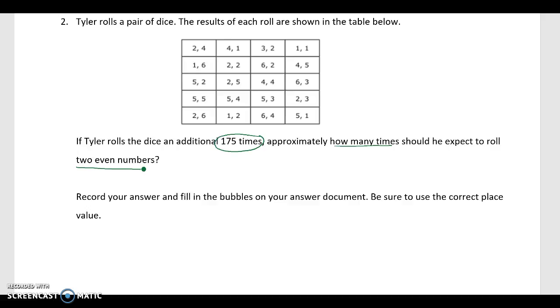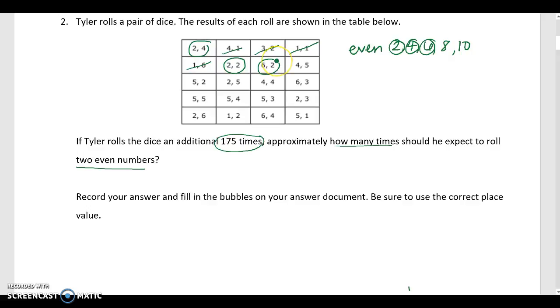So, right, even numbers, just to review, are numbers that are divisible by 2. So 2, 4, 6, 8, 10. But he's doing a dice. So 2, 4, and 6 are what we're looking for. And we want 2 even numbers. So both should be even. So 2 and 4 are both even. 4 and 1 is not. 3 and 2 is not. 1 and 1 is not. 2 and 2 is even.